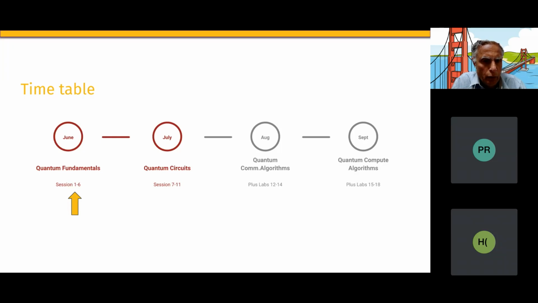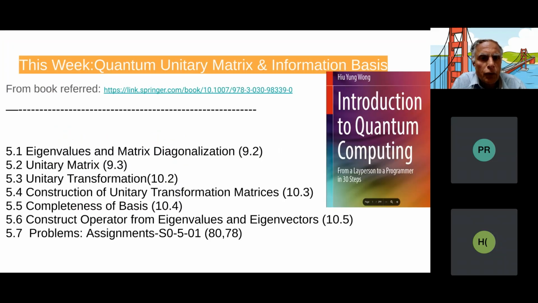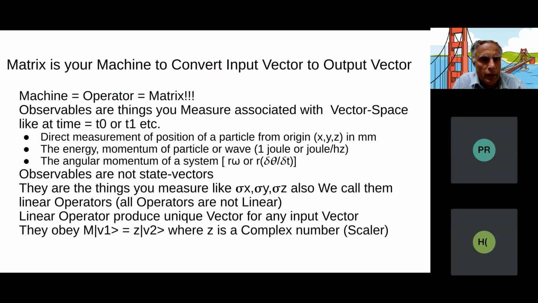This will be covering the 9th and 10th chapters of the prescribed book, Introduction to Quantum Computing. The coverage will include eigenvalues and matrix diagonalization, unitary matrix, unitary transformation, construction of unitary transformation matrices, completeness of the basis, and constructing the operator given the eigenvalues and eigenvectors. We'll go into problem assignments and what we do in the next class.